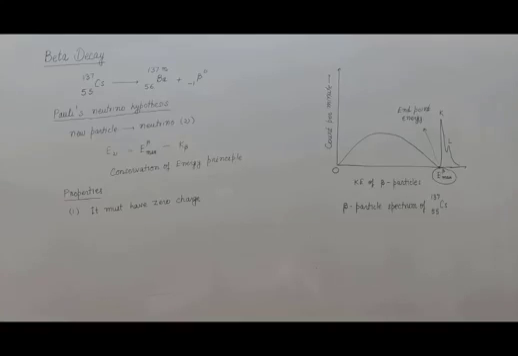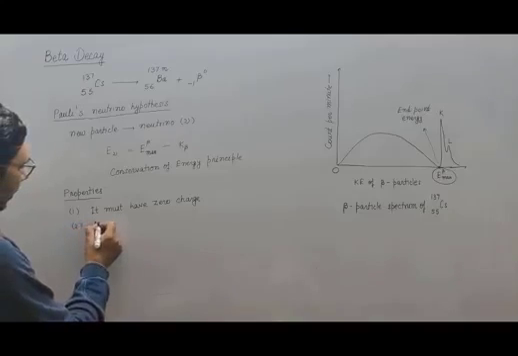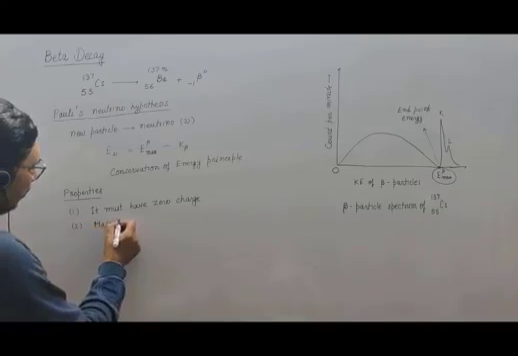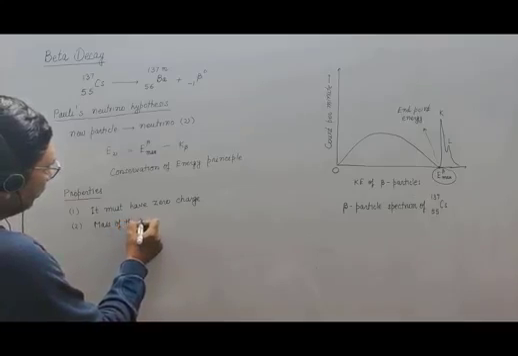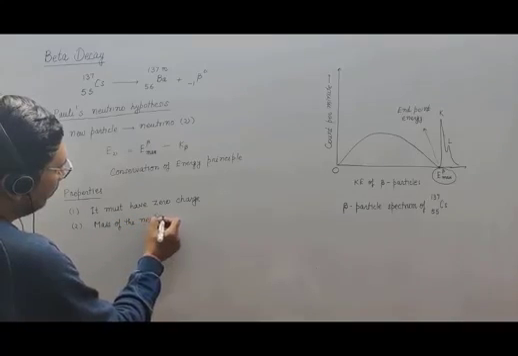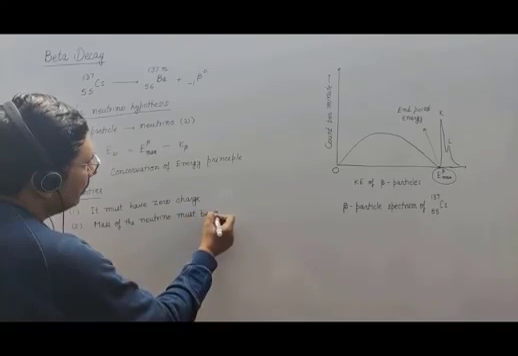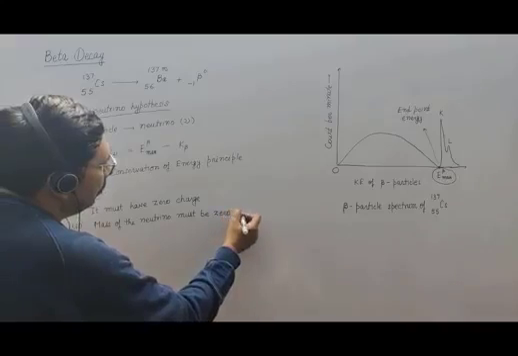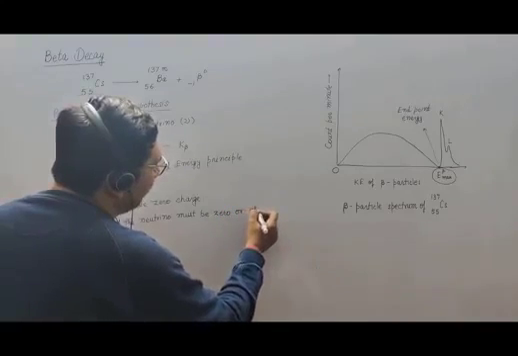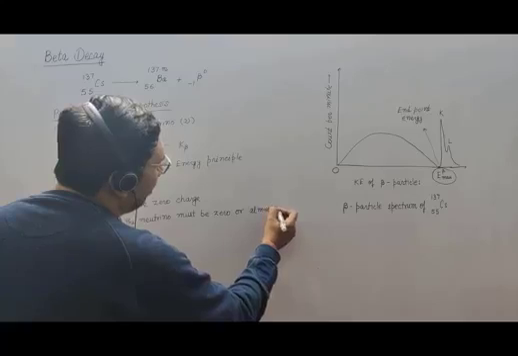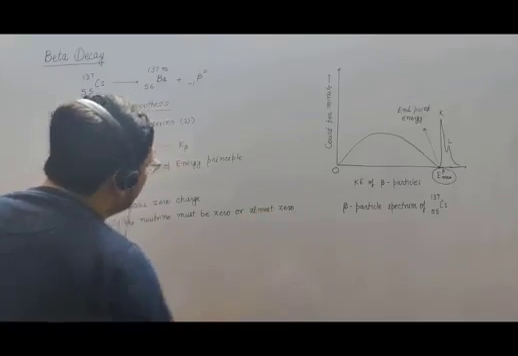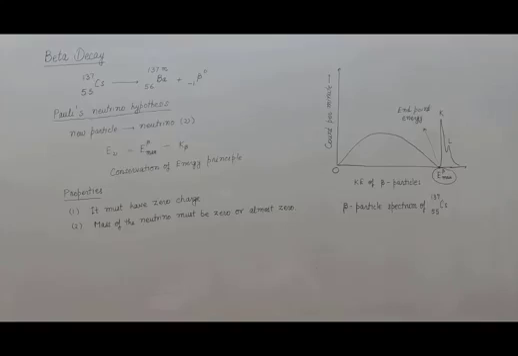The second aspect is its mass. The mass of the neutrino must be zero, or almost zero. This is another property.